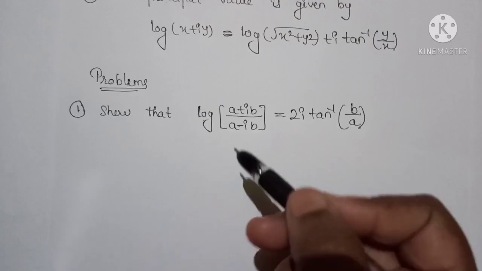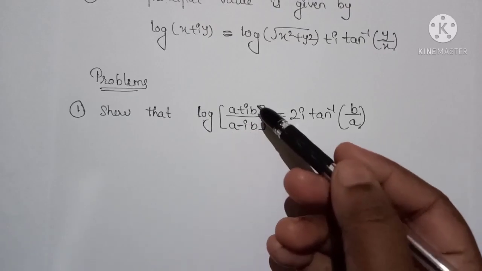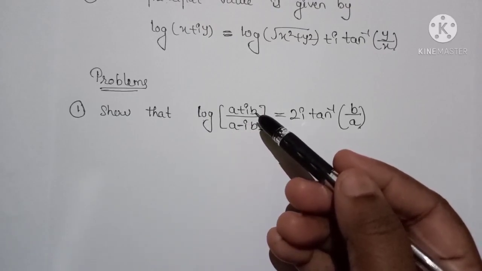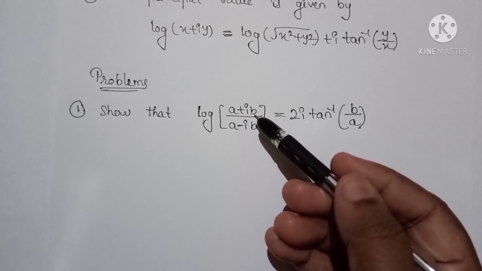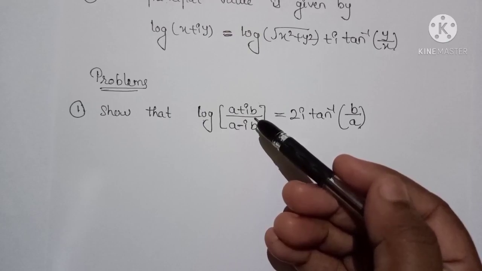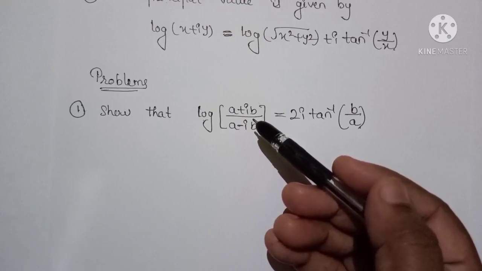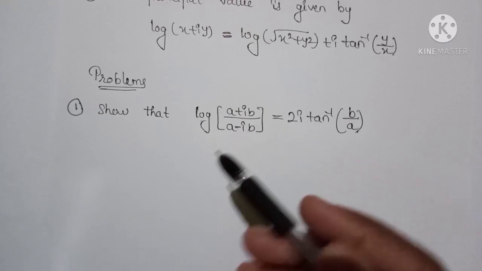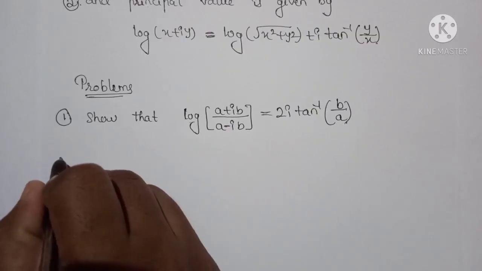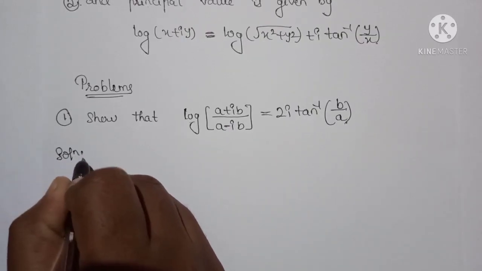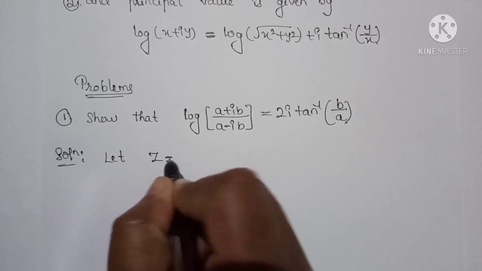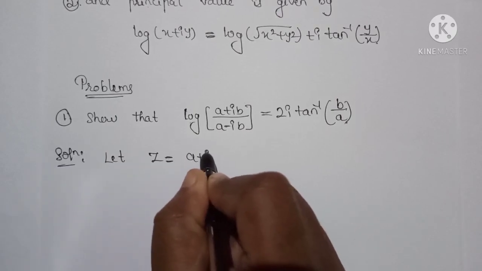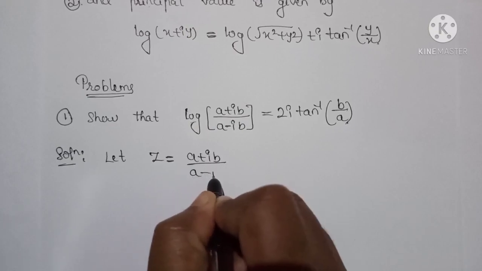Here the given complex number is not in the a plus ib form, that is, the x plus iy form. The real part and imaginary part are not separated. First we have to separate the real and imaginary parts, then we will get the required answer. For that, let us consider the given complex number as z equals a plus ib divided by a minus ib.